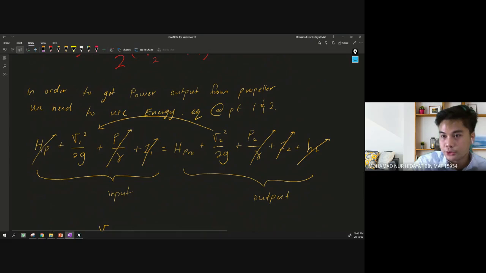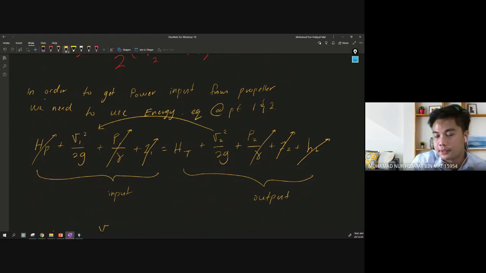Okay. So this one, basically this is not the power output from the propeller. This is power input. So this one previously is H of the turbine. So the only thing that we need to cancel out is H of turbine, because we focus on the power input. Remember that the left side is the input and the right side is the output. So we only are left with this term HP.